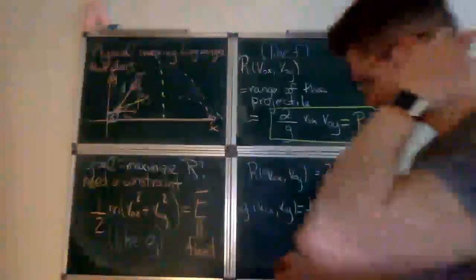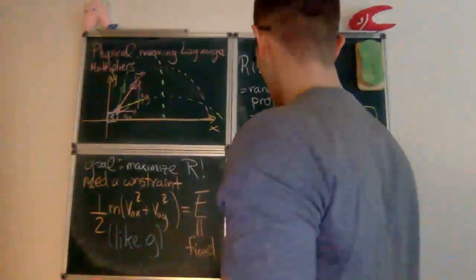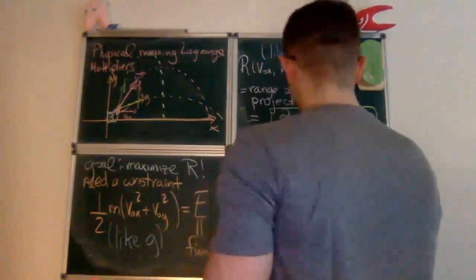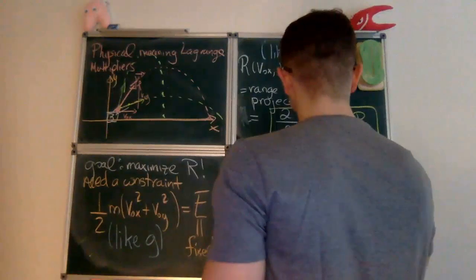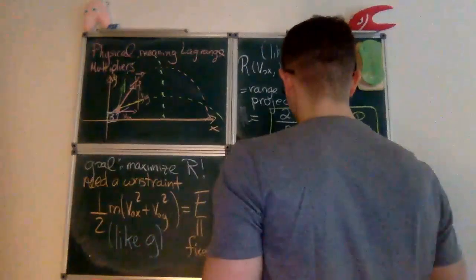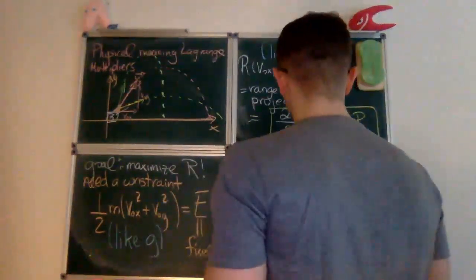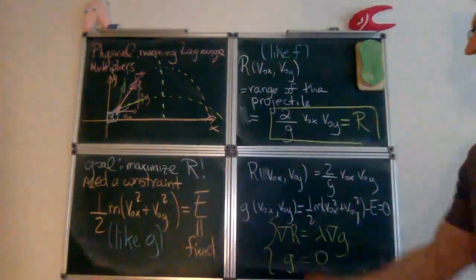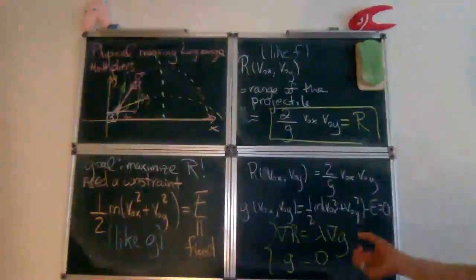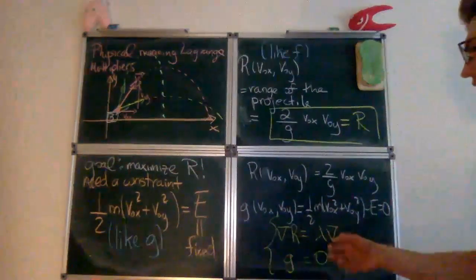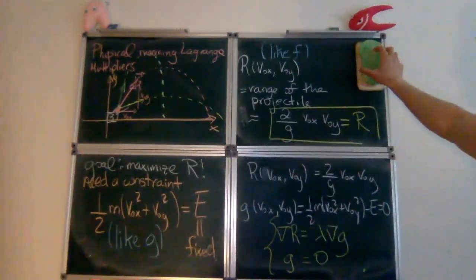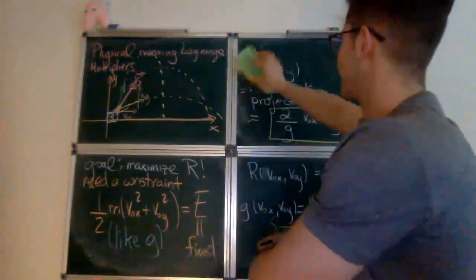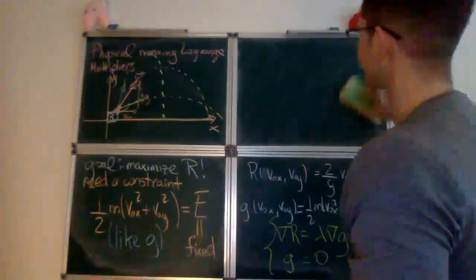But still, the Lagrange multiplier method would say that what you need to solve is just that the gradient of R has to be lambda times the gradient of g, and also g has to be equal to 0. That's what the Lagrange method says. So let's try to figure out what that becomes in this particular context. Okay, let's go here. I don't want to erase that necessarily.